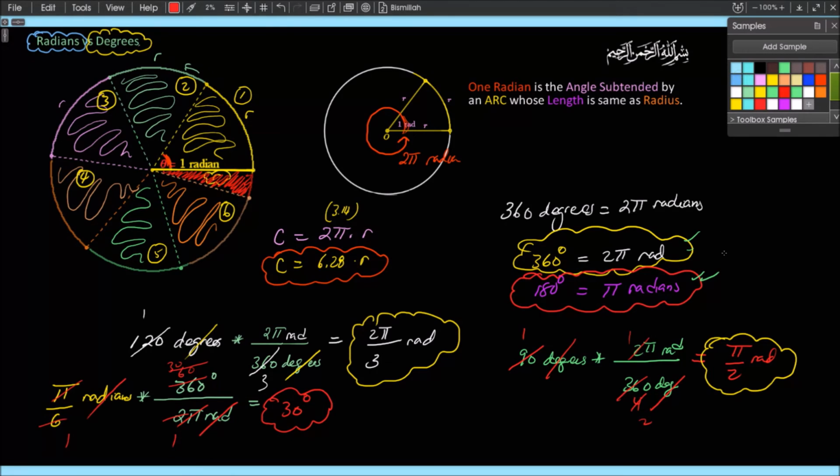So the conversion factor is the following: 360 degrees is 2 pi radians, or 180 degrees is pi radians. This was an introduction to radians.